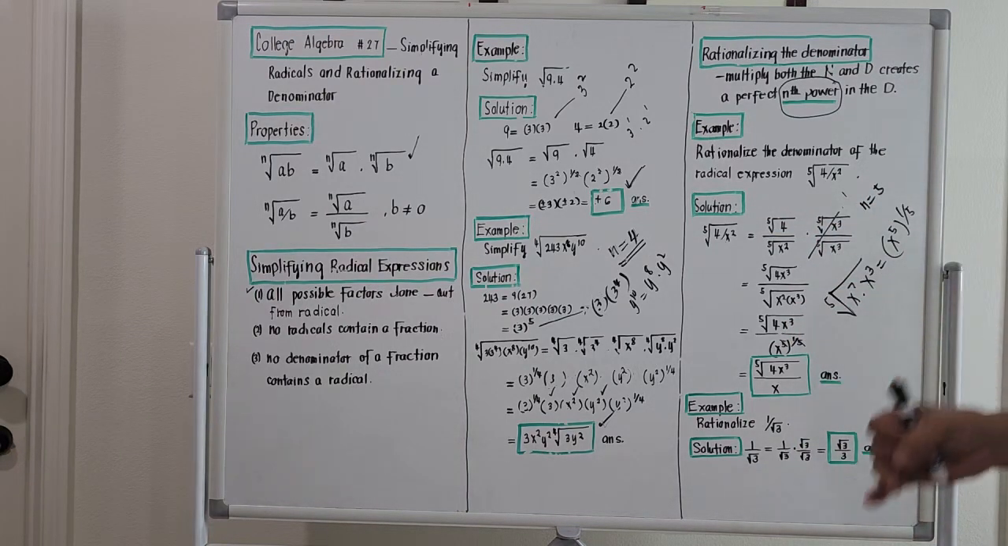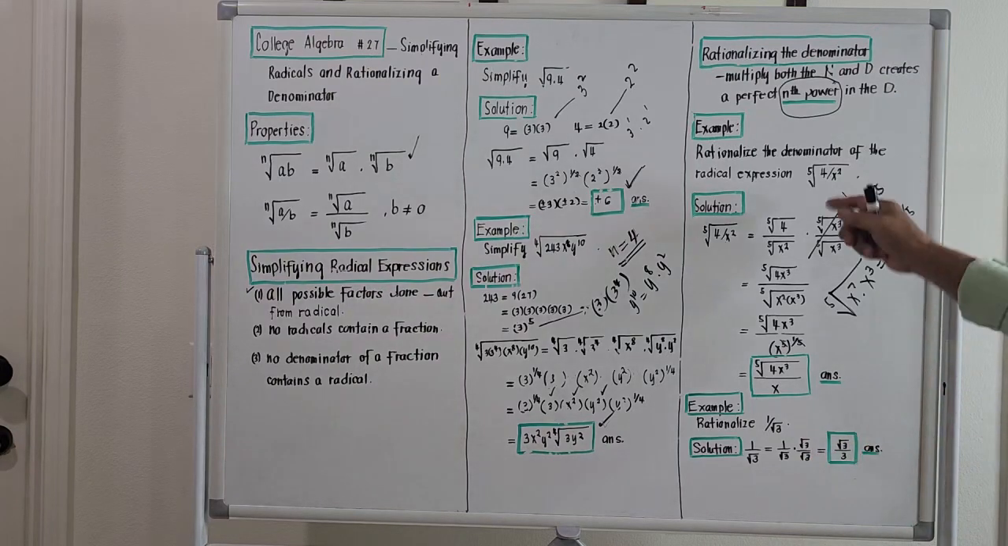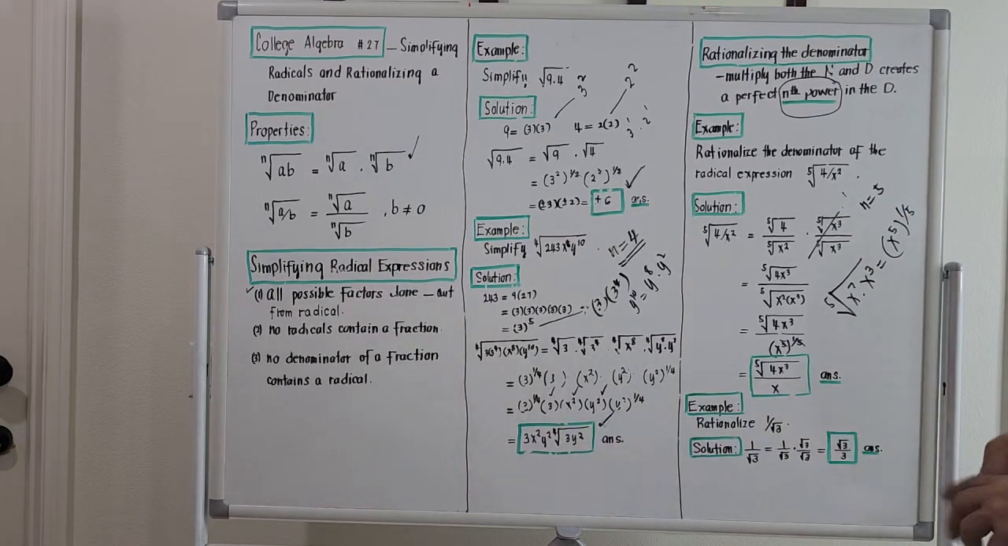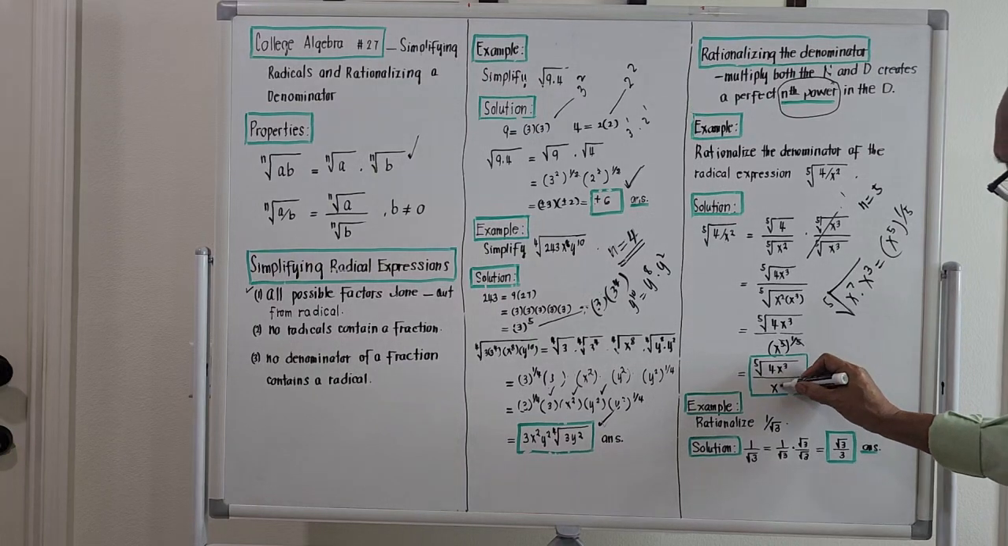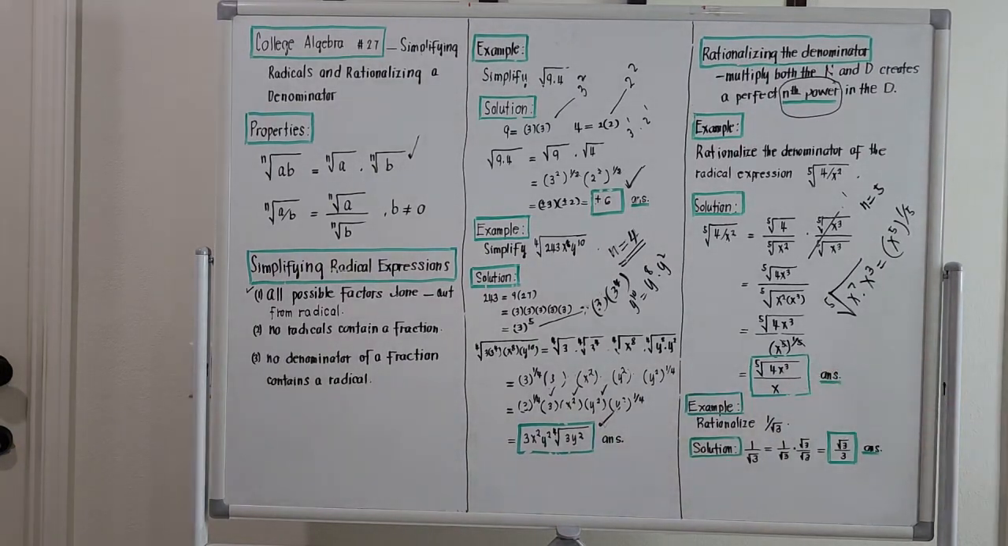It could be 1, it could be 2, it could be 3. But for this given example, it is x. Just simply x to the first power, or just simply x. So the final rationalized answer for this one will be the fifth root of the product 4x cubed all over x, and that will be our final answer. So that's the way how to rationalize a radical expression. Okay, last example for tonight.